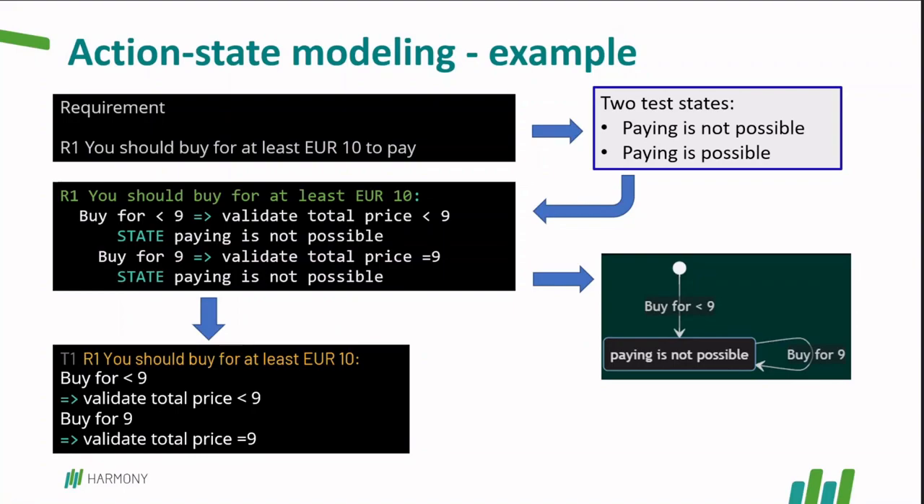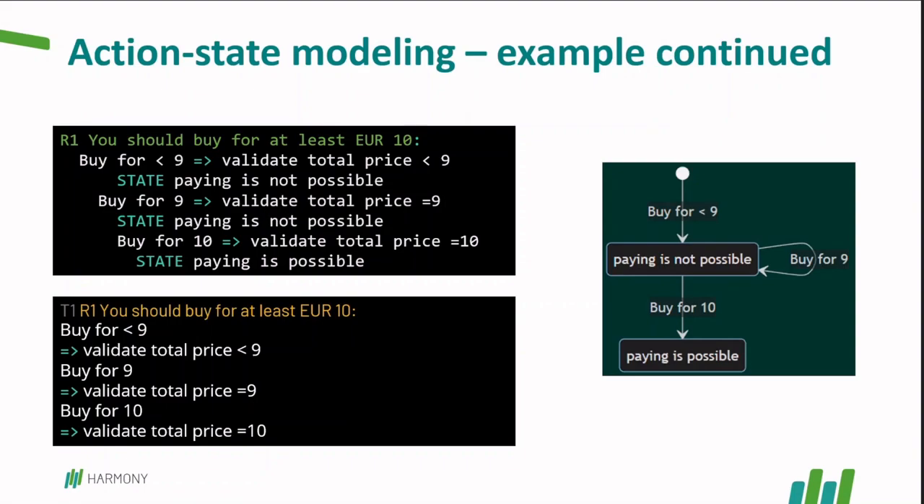And here are the first 2 steps. The first is when we buy for less than €9, and the second is when we buy for just €9. And in both cases, we go to the same state, when paying is not possible, as you can see on the state chart on the right. And on the bottom, you can see that we have a single test case with 2 steps.